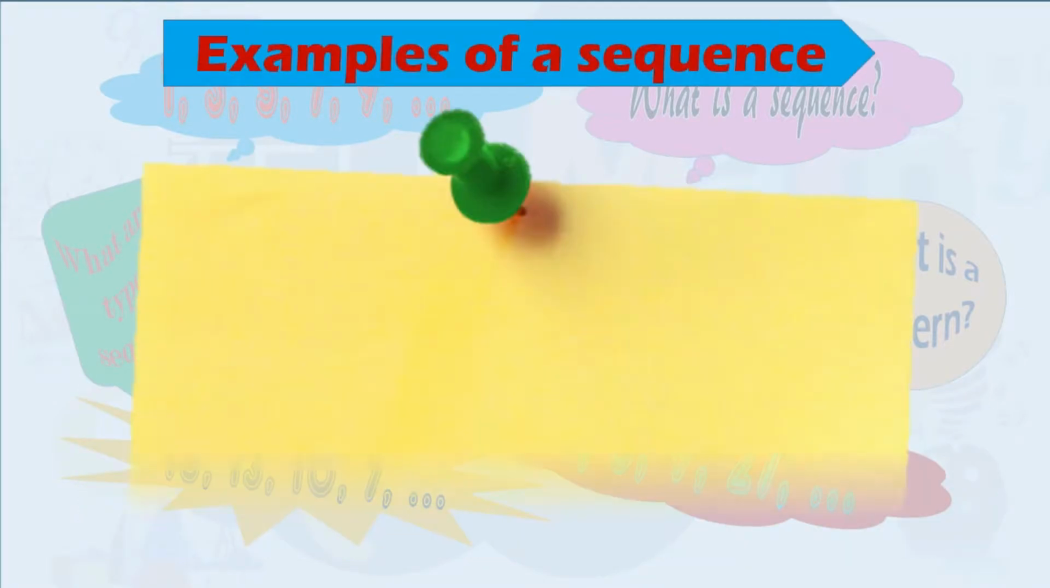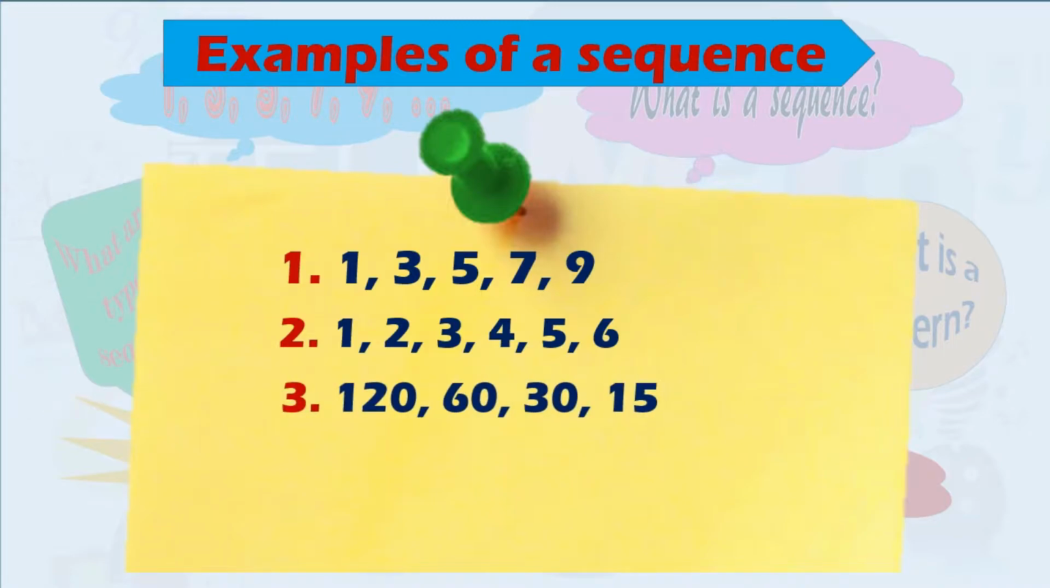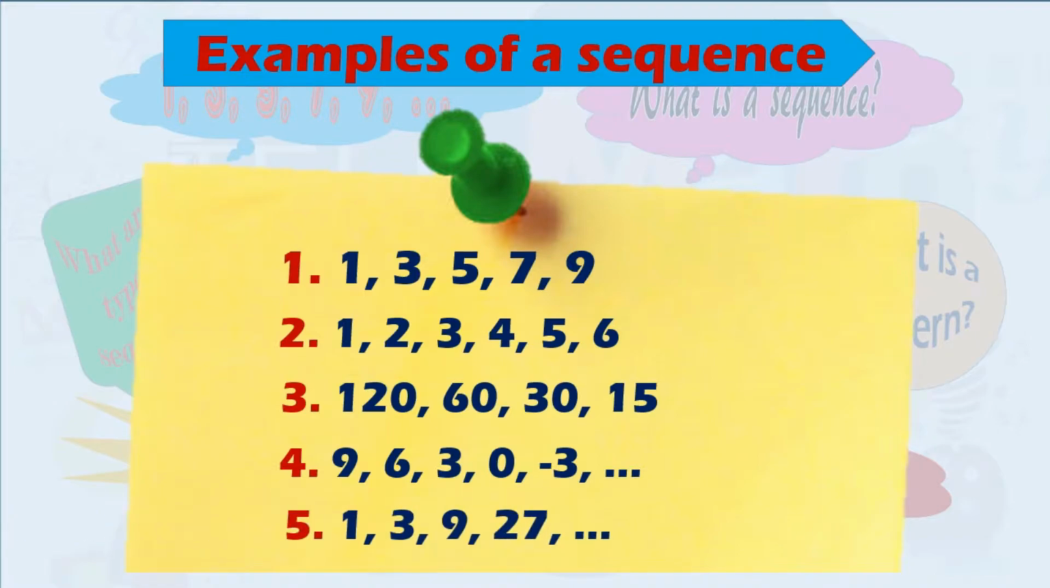Let's have the following examples of a sequence. Number 1, 1, 3, 5, 7, 9. Number 2, 1, 2, 3, 4, 5, 6. Number 3, 120, 60, 30, 15. Number 4, 9, 6, 3, 0, -3, and so on. Number 5, 1, 3, 9, 27, and so on.